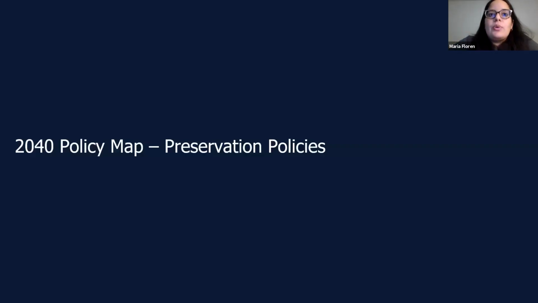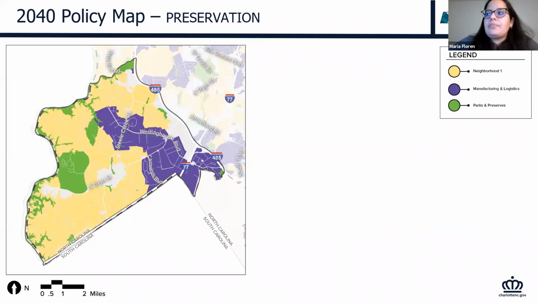So now we'd like to walk through how place types were revised on the adopted policies map to better align with the vision of the community and the comprehensive plan. First, we'll look at the mapping of the preservation policies. The comprehensive plan includes policies to preserve existing neighborhood 1, parks and preserves, and manufacturing and logistics. You can see those 3 place types on this map.